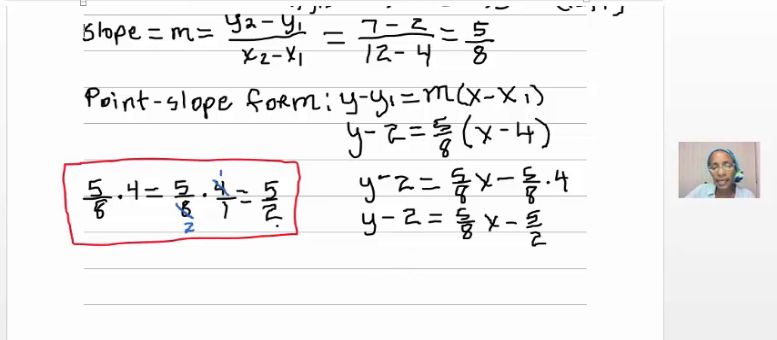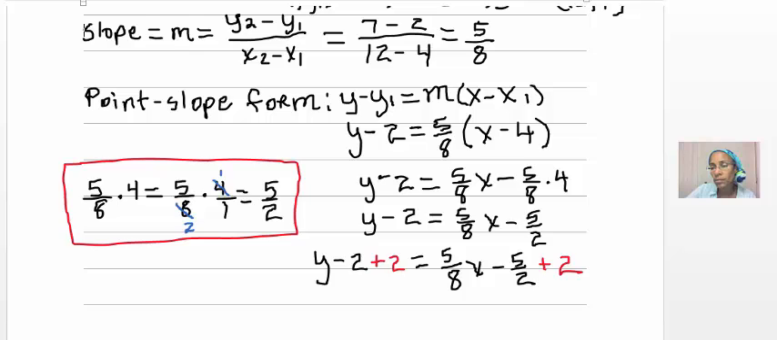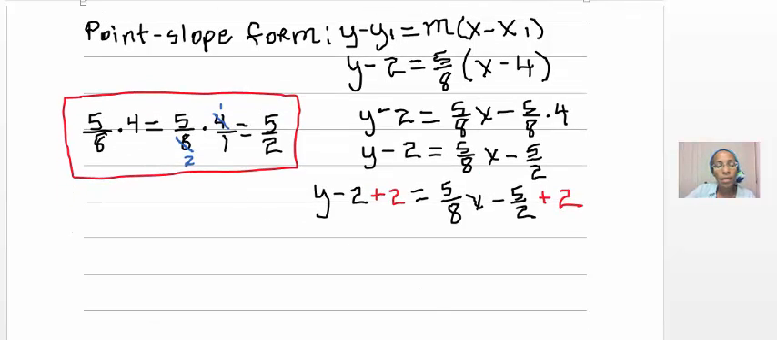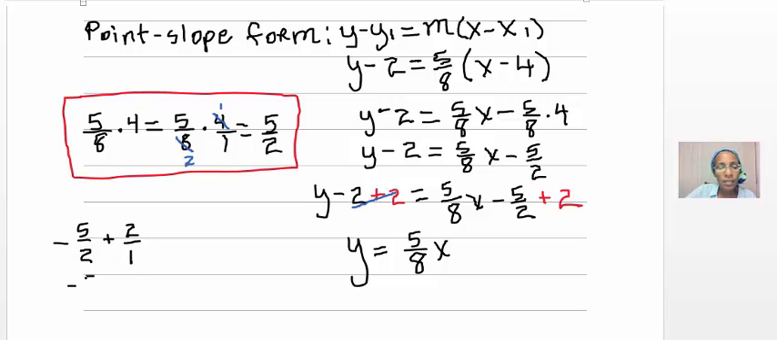All right, now I need to add 2 to both sides of the equation in order to get the y all by itself on the left side. So I add 2 to the left, I add 2 to the right. And now I have just a y on the left, 5/8x, and I need to add negative 5/2 to 2. So let's come over to the side and do that. That's the same as adding negative 5/2 to 2 over 1.